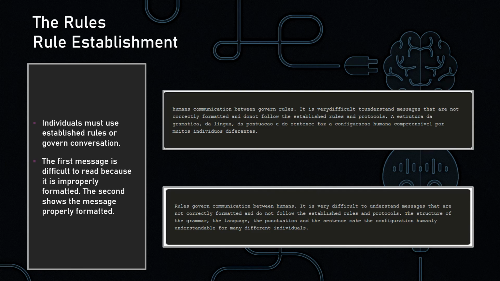Now, if we look at the bottom one, it says rules govern communication between humans. It is very difficult to understand messages that are not correctly formatted and do not follow the established rules and protocols. The structure of the grammar, the language, the punctuation, and the sentence make the configuration humanly understandable for many different individuals. And that's something that is difficult for a lot of people, just finding equivalencies.